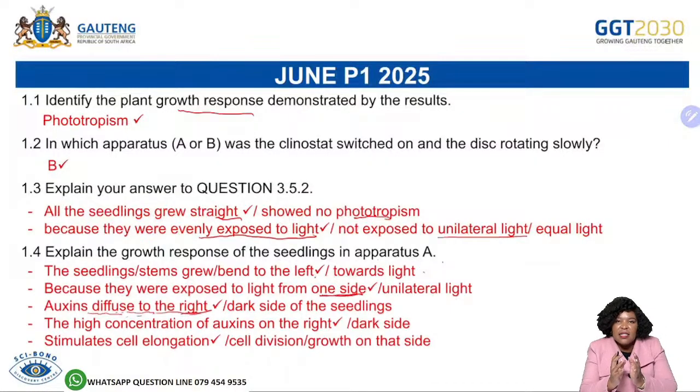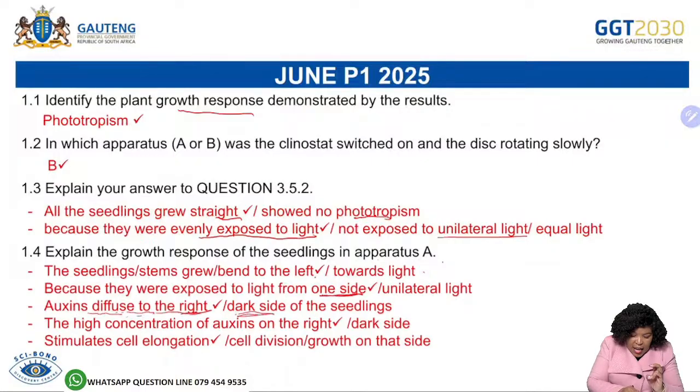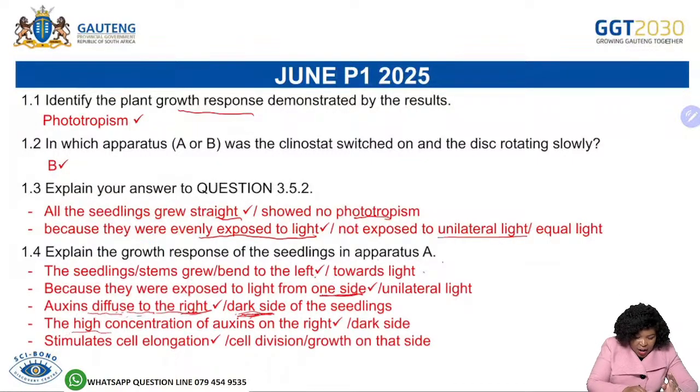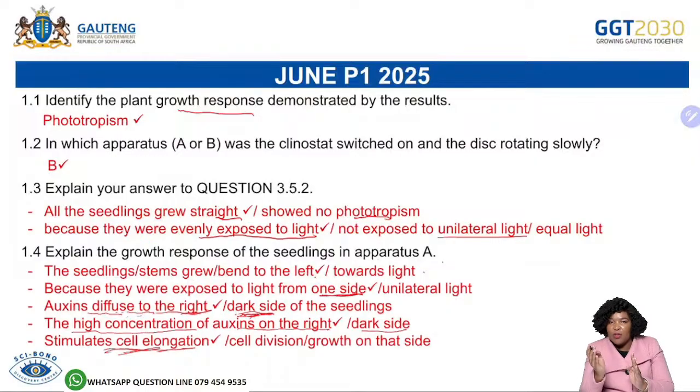Remember, auxins are sensitive to light. So if the light is coming from the left, what is going to happen? The auxins are going to move to the dark side. So they are going to move to the dark side where there is no light. So the dark side of the seedling will be on the right, whereas the light was coming from the left. Right. Now, the higher concentration of the auxins on the right or on the dark side stimulates cell elongation, yes, on the right of the plant.